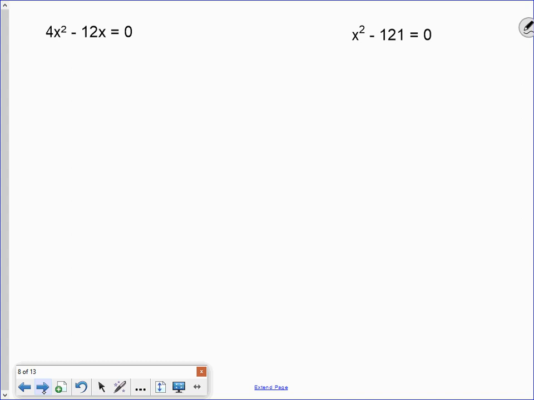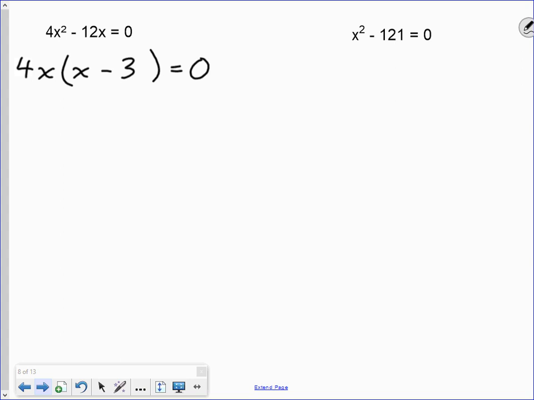So let's factor. The first kind of factoring we learned was common factoring. So let's see, what is common to these two terms? We can factor out a 4, because both 4 and 12 are divisible by 4. We can factor out an x, because x is common to those two terms. Inside the brackets, we're going to have an x here, and we're going to have a 3 here, and this whole thing is still equal to 0.